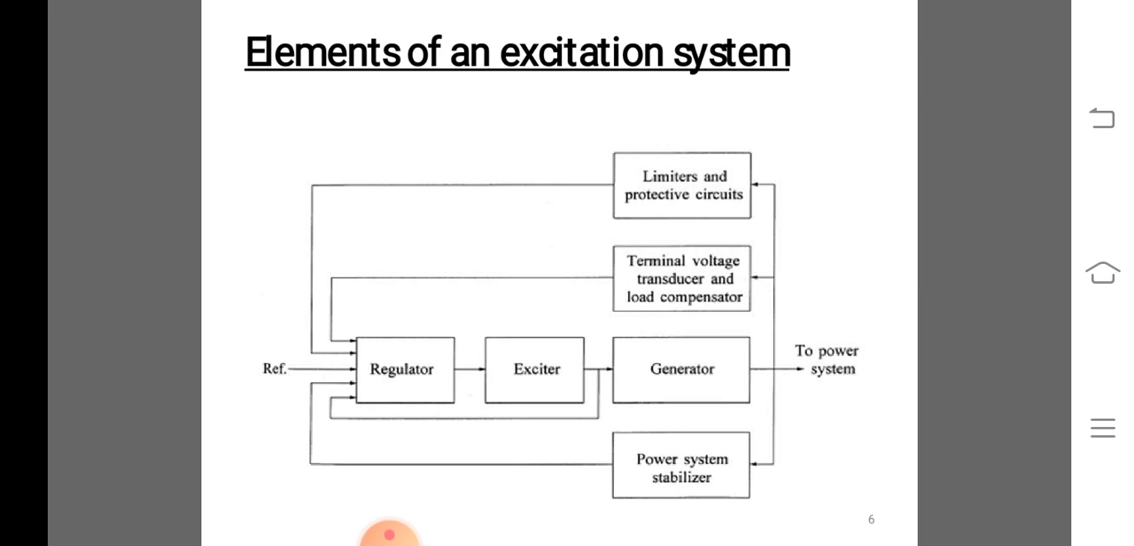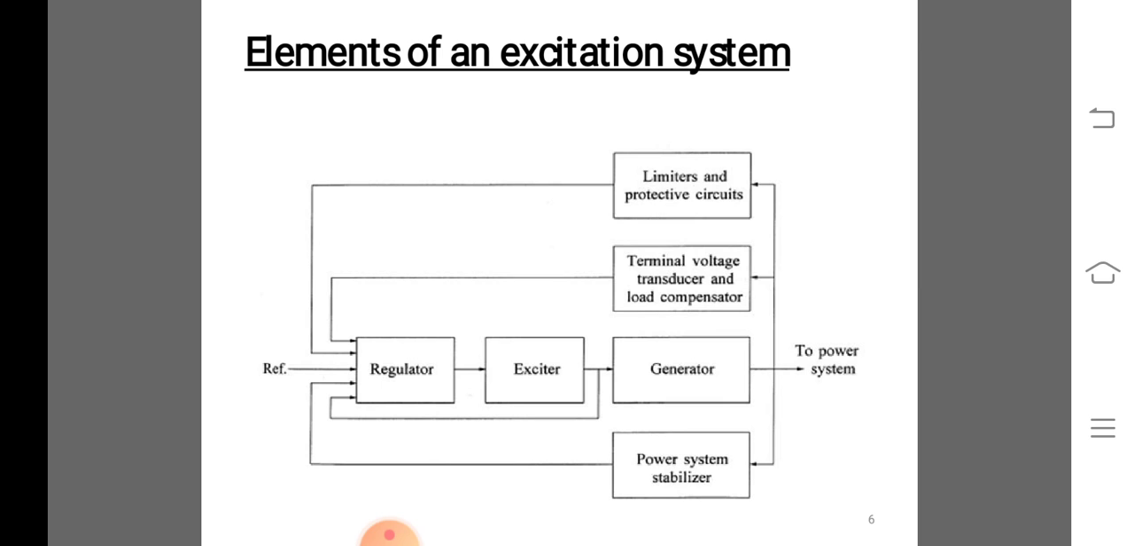The voltage regulator measures the output or terminal voltage, compares it with a set reference, and utilizes the error signal to control the gate pulses of the thyristor network.